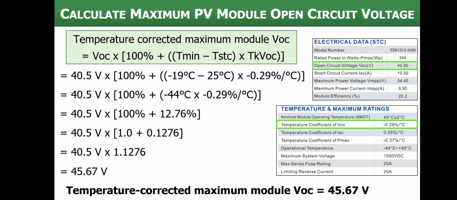So here we've done a bunch of things. We've used our orders of operation, we've subtracted negative numbers, we've converted from a percent to a decimal, and that is all the things that we needed here to get to our temperature corrected maximum module voltage.